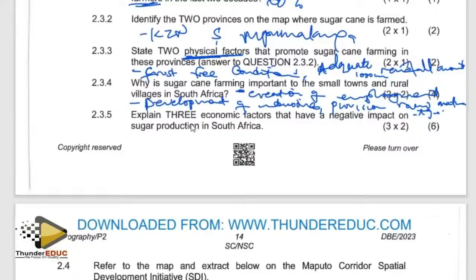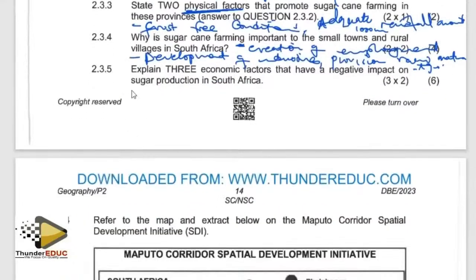Then you can also talk about development of infrastructure, encouraging exports and imports, etc. But you only need 2 according to the mark allocation. So explain 3 economic factors that have negatively impacted sugarcane production in South Africa. Which economic factors have negatively impacted sugarcane growing in South Africa? They are looking at negative impact, but they only look at economic factors.